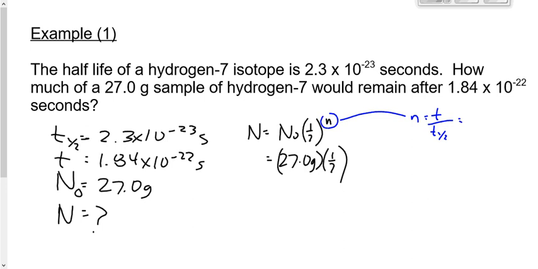So that's going to be 1.84 times 10 to the negative 22 divided by 2.3 times 10 to the negative 23. And I believe when we do that, we end up getting 8. Little n is equal to 8. So sub that in back over here, and then plug it into your calculator.